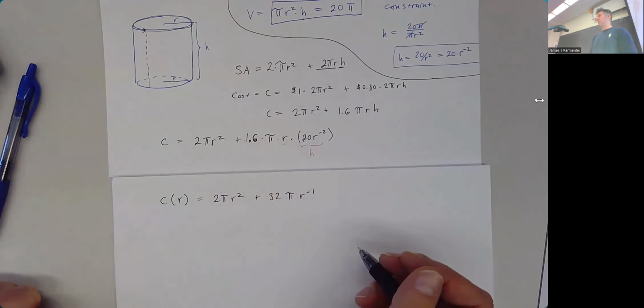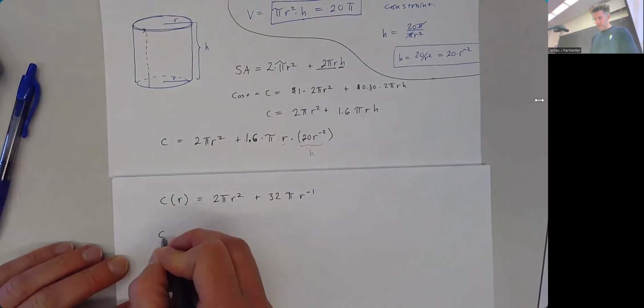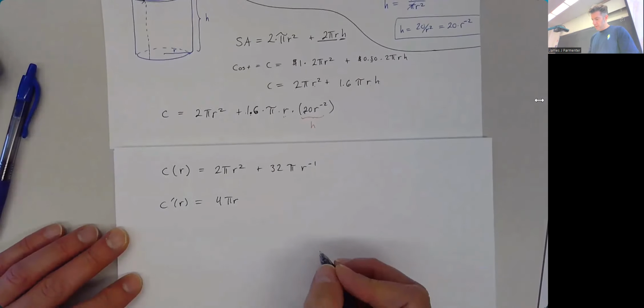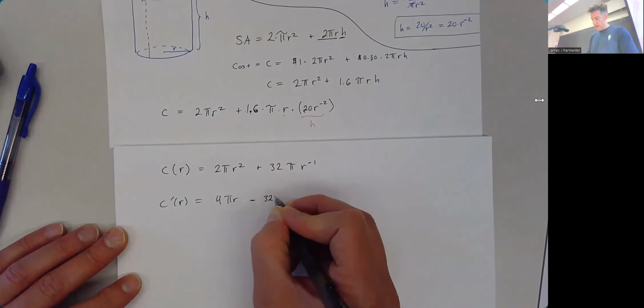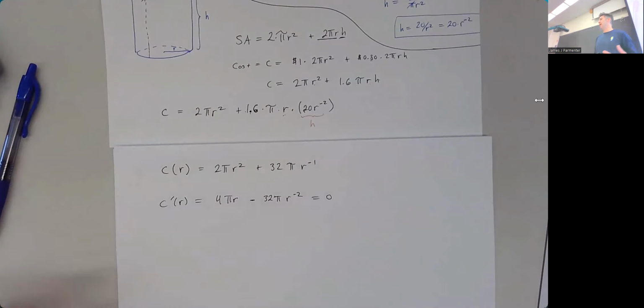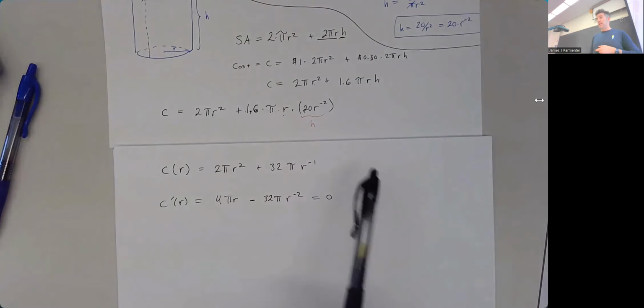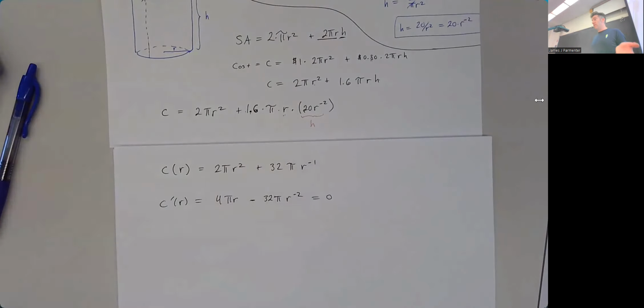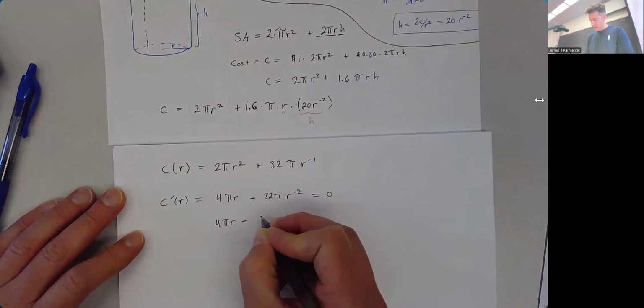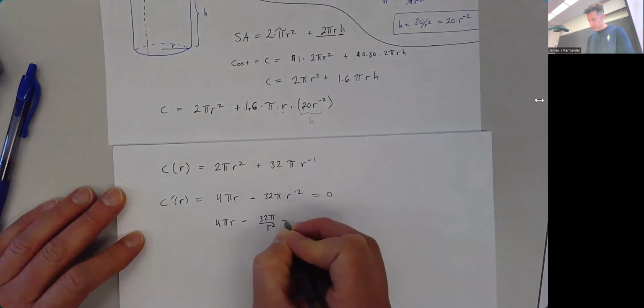And now we're ready to find the critical points here. So we're going to take our derivative. It's going to be equal to 4 pi r minus 32 pi r to the negative second. So something I've learned about myself over the years doing these kinds of problems is I definitely prefer to write my powers as negative exponents when I'm taking the derivative. But then once I've taken the derivative and set it equal to 0 to solve it, I like to bring everything to where they're positive exponents. So I would much rather write this as 4 pi r minus 32 pi over r squared equal to 0.